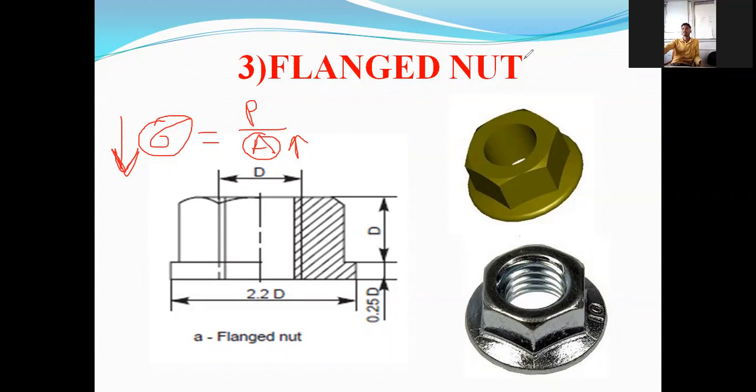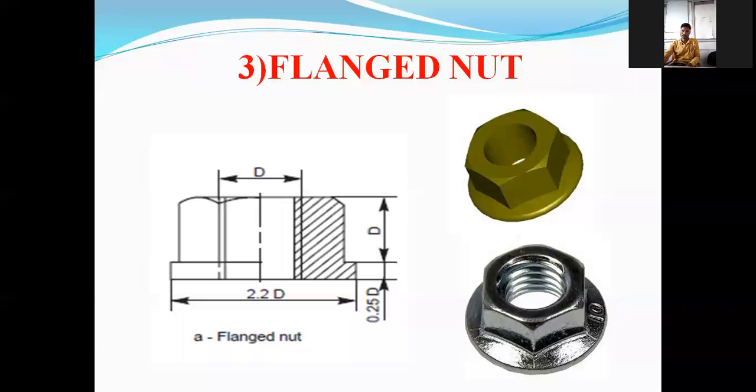And what are the dimensions or specifications of the washer used in a flange nut? What is its outer diameter? What is its thickness? This question may come in your exam. The external diameter of the washer used in a flange nut is 1, 2, 3, 4 or A, B, C, D, whatever. So what is the outer diameter of the washer used in a flange nut?